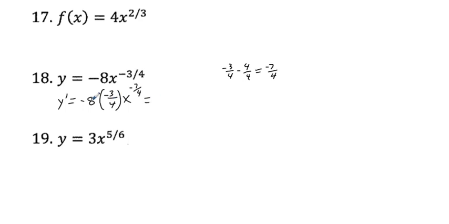And just simplifying out in front here, we're going to have negative 8 times negative 3. That's going to be 24. And 24 divided by 4 is 6. So we can rewrite this as 6 x to the negative 7/4 power. And if we want to rationalize this, we can rewrite this as 6 over the 4th root of x to the 7th power.